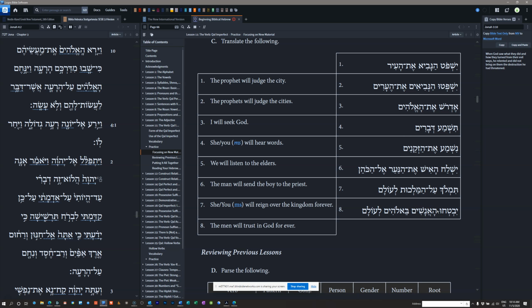How will they trust? How do we modify this trust? Belohim. So Belohim is the bet preposition with Elohim. They will trust in God. For how long, or when will they trust in God? Le-olam. Lamed preposition with olam. Forever. The men will trust in God forever.